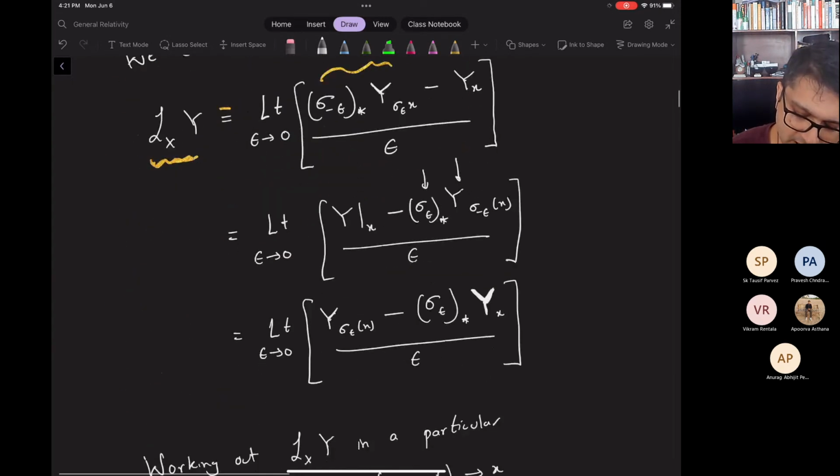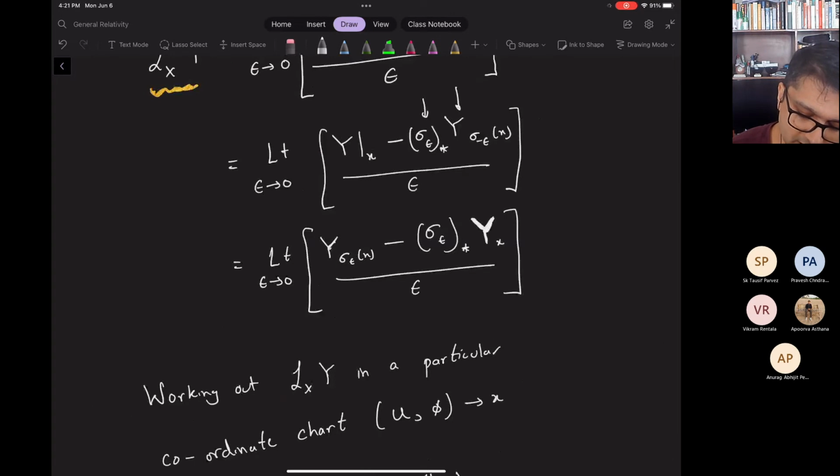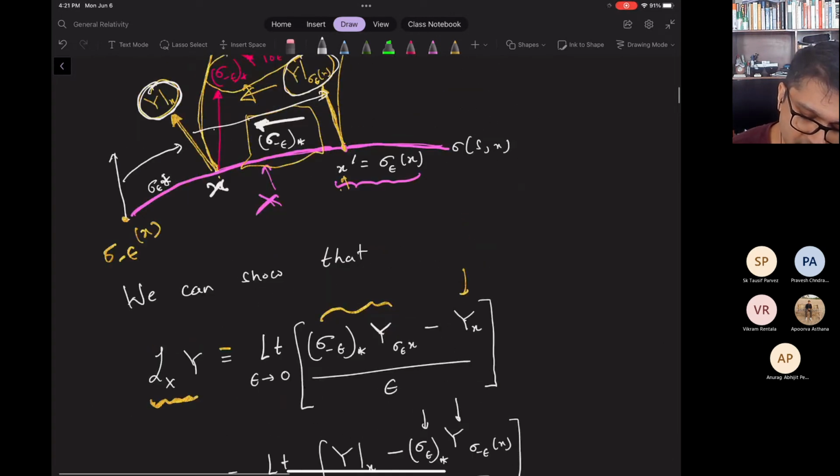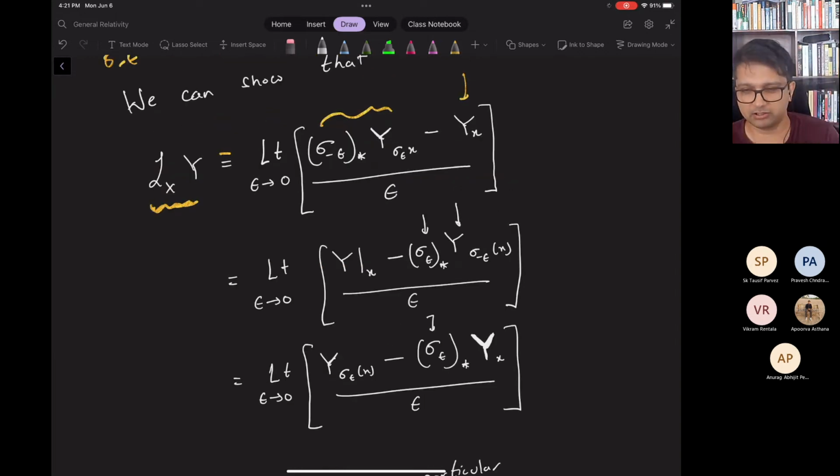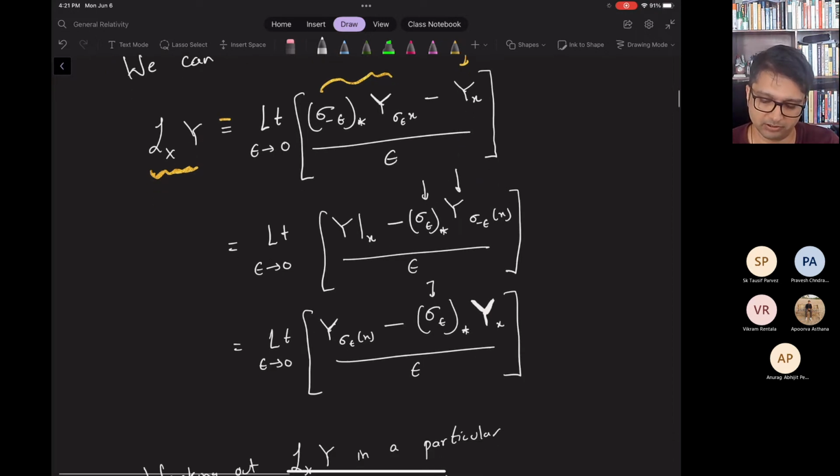That would be y at sigma epsilon x, which is this, from which I subtract the push forward of this, which is sigma epsilon star y of x, divided by epsilon. All three definitions are equivalent. If you have smooth vector fields, all of these are the same. There's no difference between them.